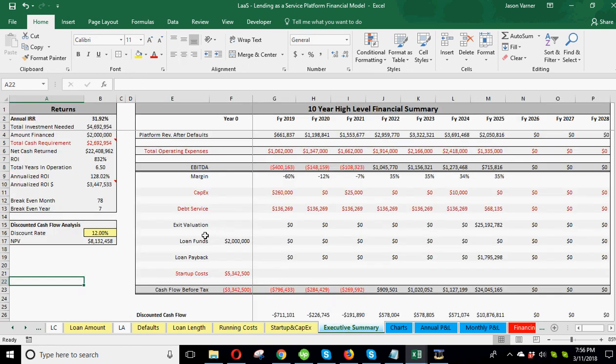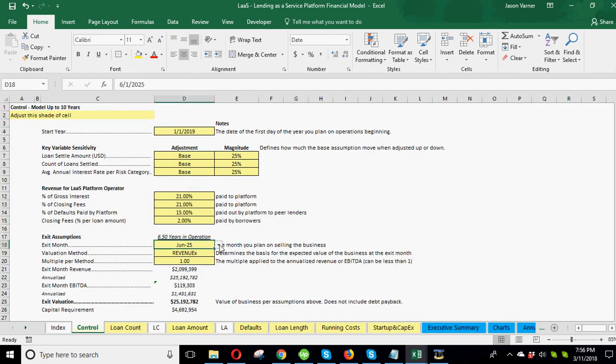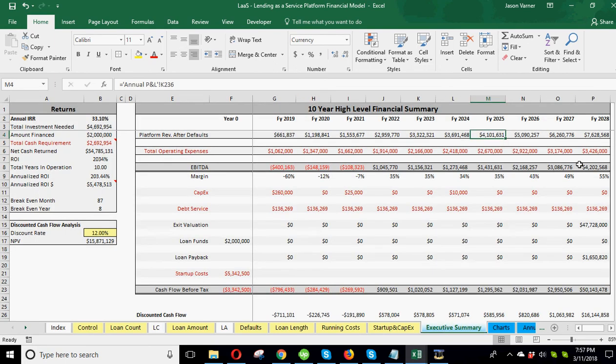And then we have the executive summary. And so this is aggregating all of the cash flows. You can see it stops at year 2025 because we put that on the control, but let's just put it back out to the full 10 years. So there we got numbers out to 2028.